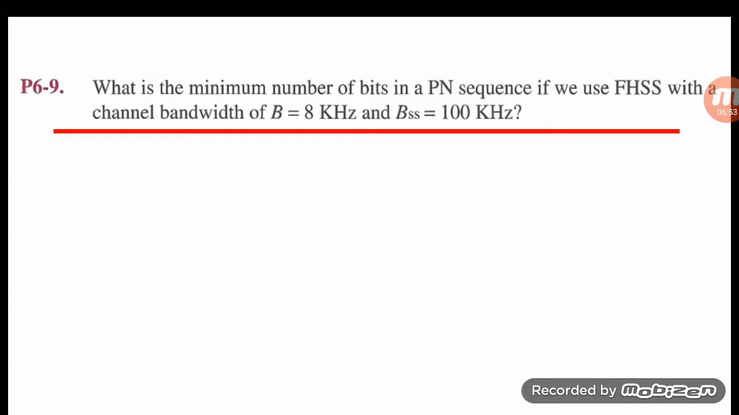That's the maximum combination. What he's trying to say is that we can use either 2 bits, in which case we have how many combinations? 4 combinations. If we use 3 bits, it's going to be 8 combinations, right?